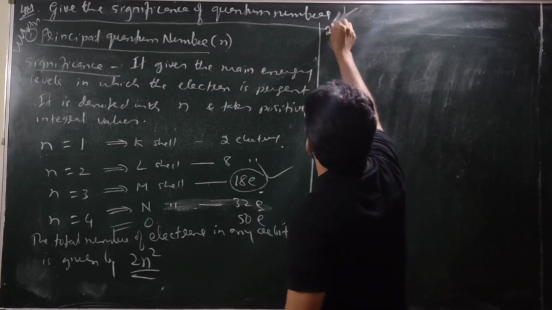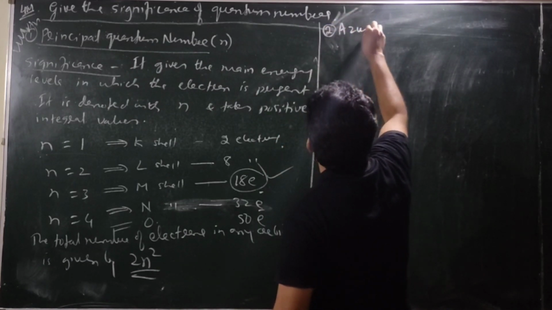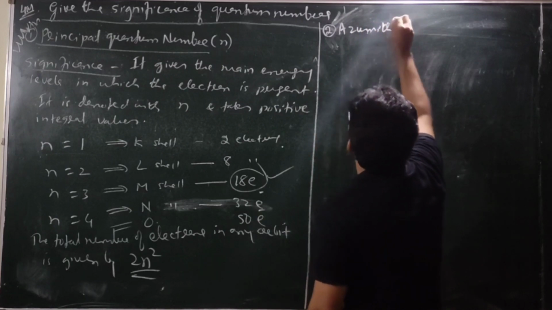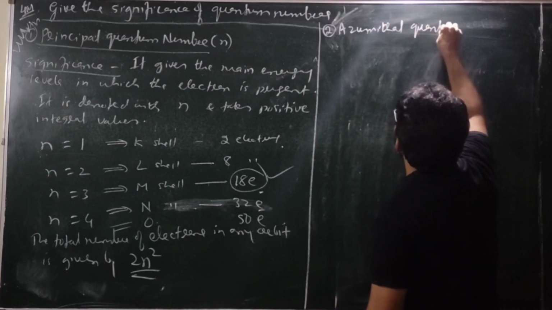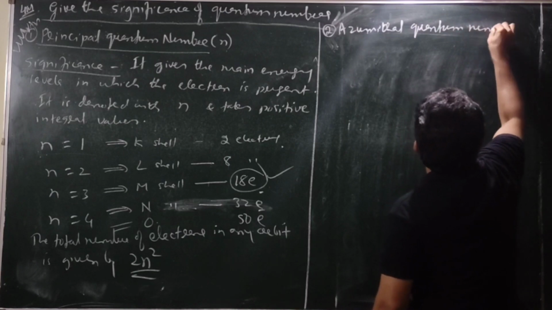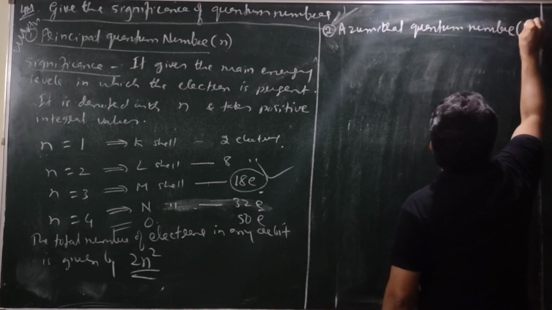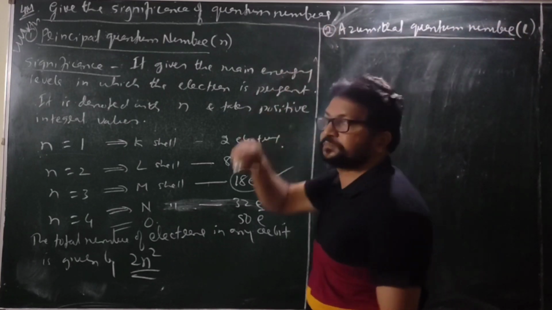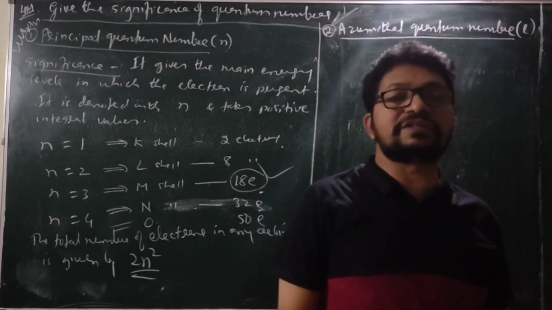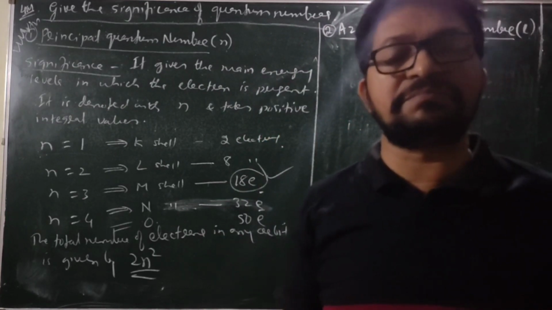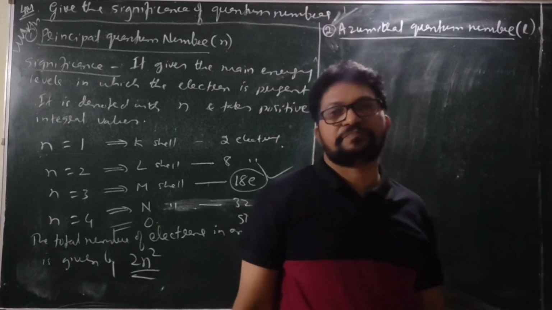Azimuthal quantum number. The notation is L. It is also called orbital quantum number, subsidiary quantum number. These are other names for it.